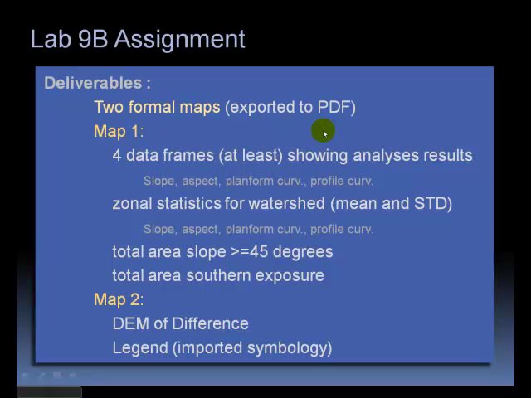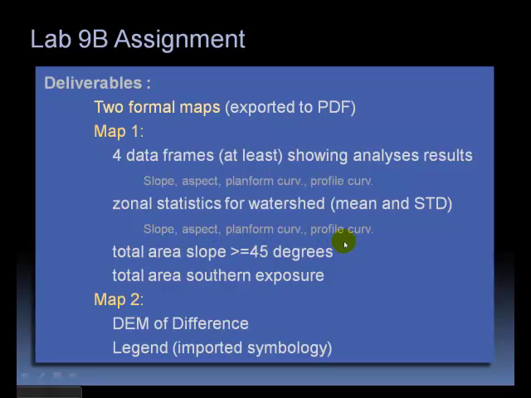So you're going to be submitting 2 formal maps for this lab, both exported to PDF. The first one is a result of the watershed comparative study. So you're going to be showing at least 4 data frames, 1 for each surface calculation that you did, and then reporting the statistics for each metric. You want to include the mean and standard deviation for slope, aspect, planform, and profile curvature.